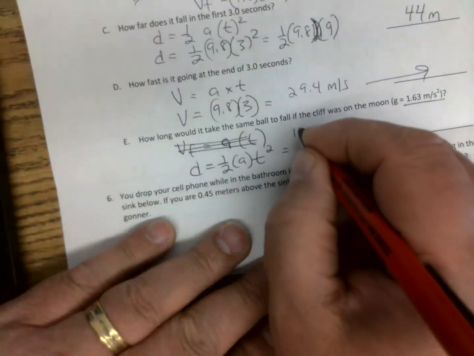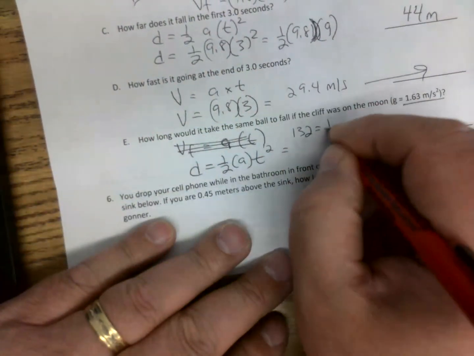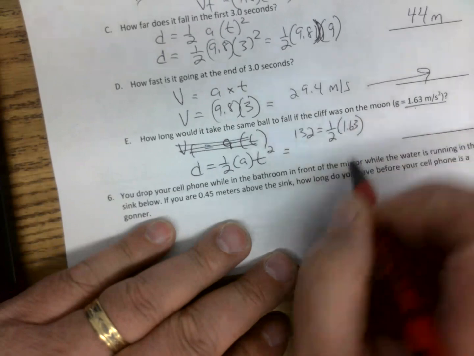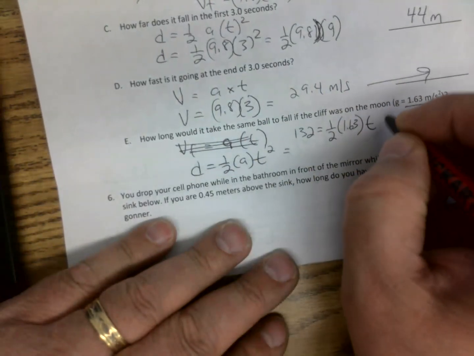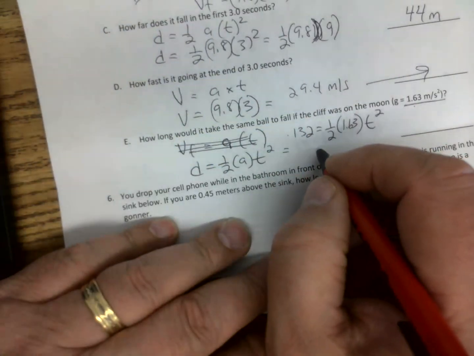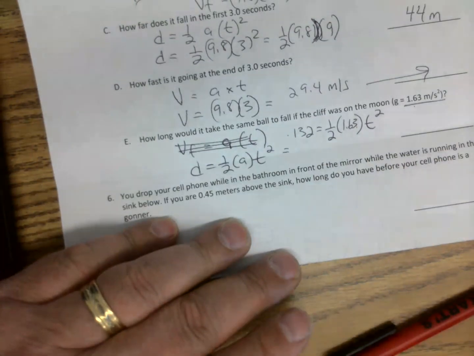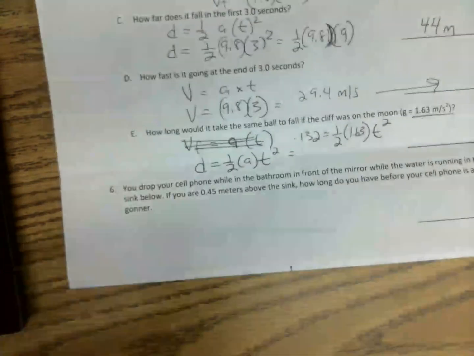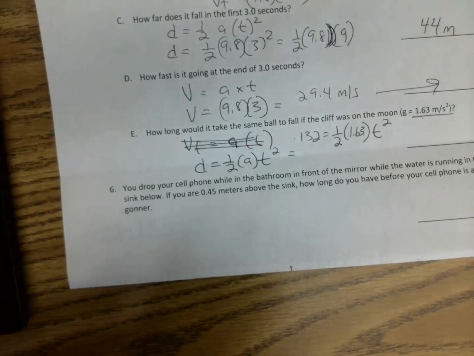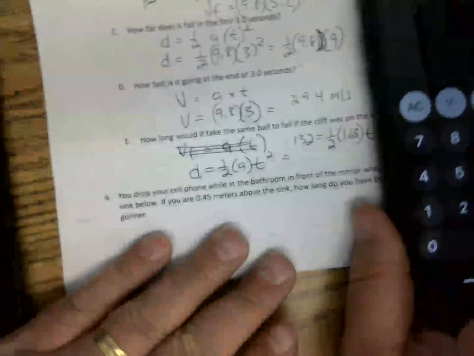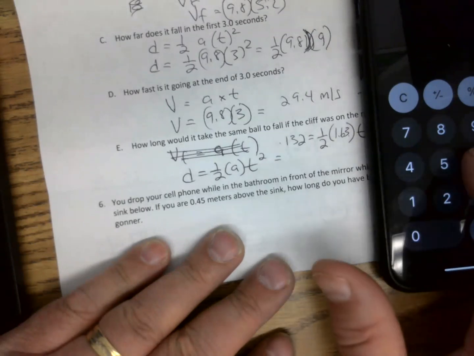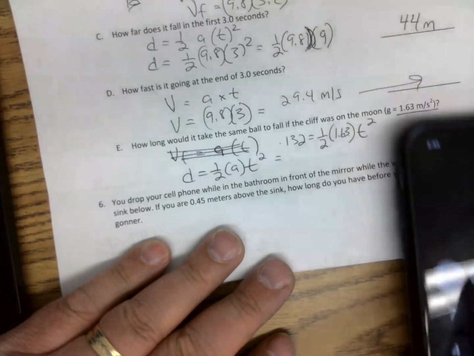Okay, we know the distance is 132. I'm going to put it up here. Equals 1/2. This is now the gravity, not 9.8, but 1.63. And then the time, we don't know, but it's squared. And then we're going to multiply 2 over here. And we can just do this first. 1/2 times 1.63. We do that math. So we do 0.5 times 1.63. We get 0.815.